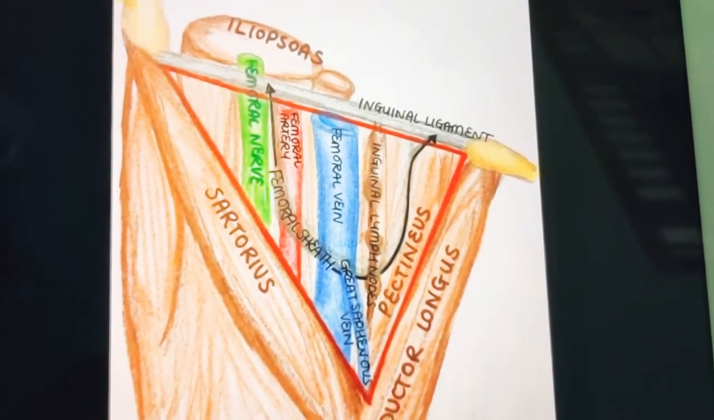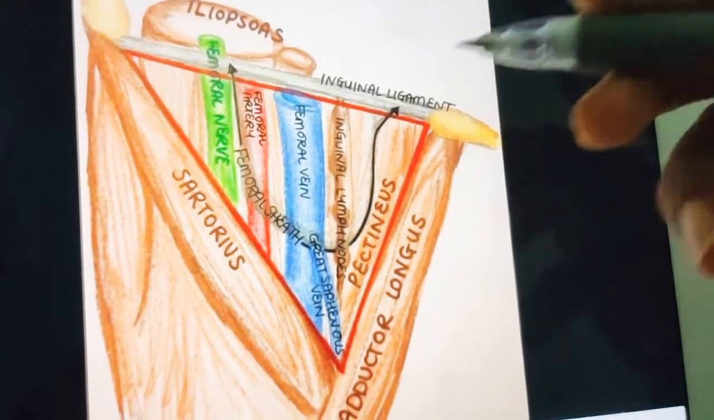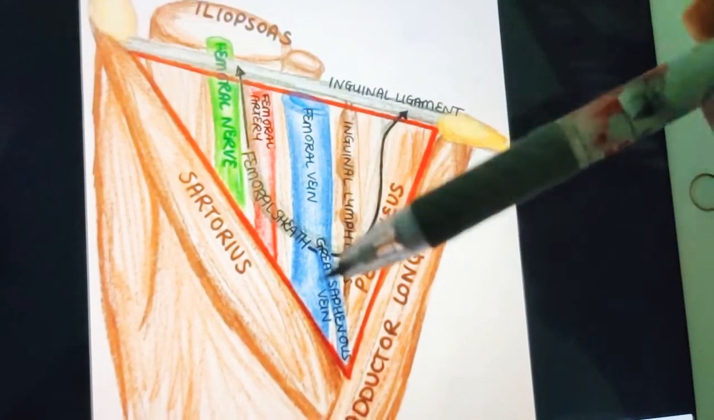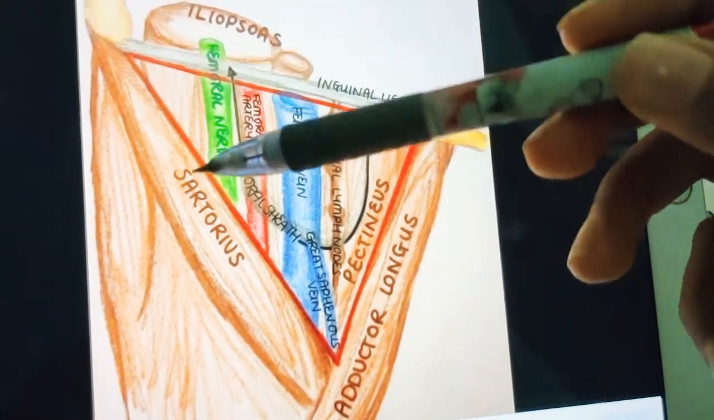Let's come to the nerve. Of course, in the content of the femoral triangle you have the femoral nerve. So remember, in the content of the femoral triangle you have the femoral nerve, but in the femoral sheath there is no femoral nerve.